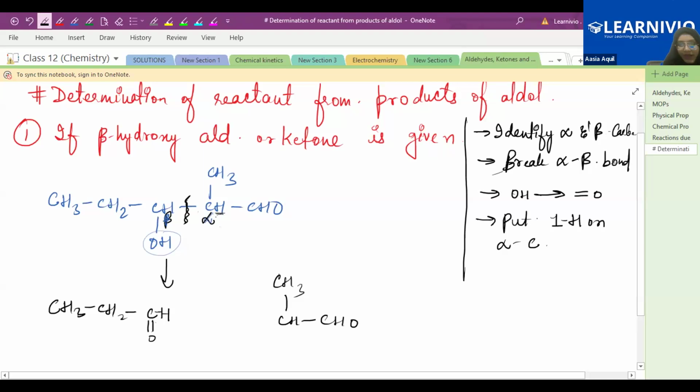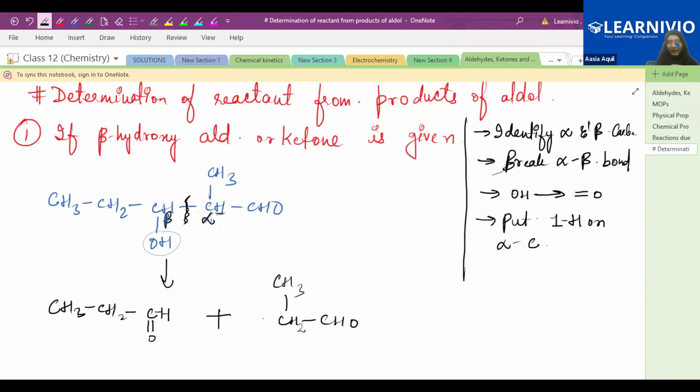And just put one hydrogen to the alpha carbon, right? So you can satisfy the bond. This carbon is tetravalent. Okay, it should be connected to four bonds. But here one bond is lacking. One, two, three, and so you will add one hydrogen to that. So it will become CH3, CH2, CHO. So these two are the reactants. When you react these two, both are the aldehydes, CH3, CH2, CHO group.